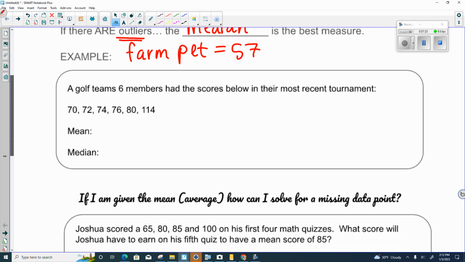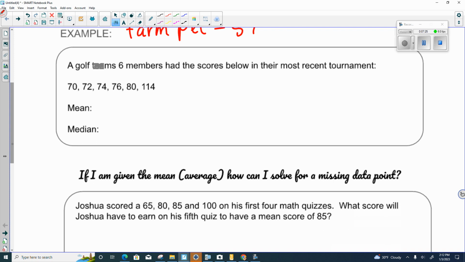Okay, let's go down here. Jace, will you read this one for us?